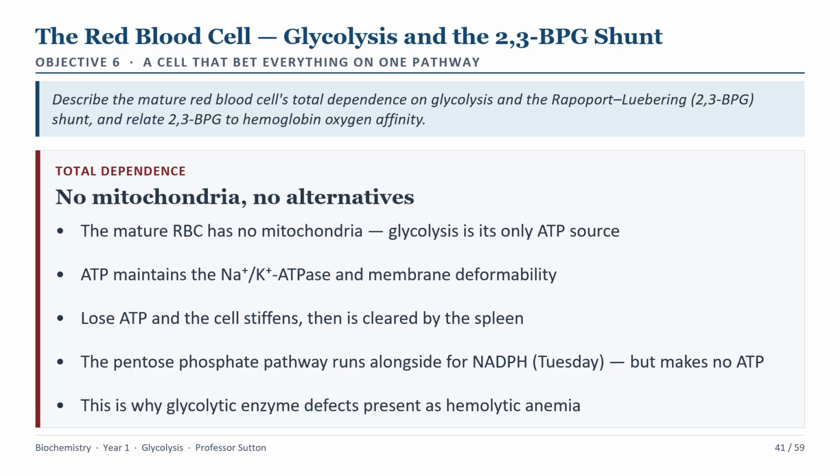The pentose phosphate pathway also runs in the red blood cell, and it is essential because it supplies NADPH for glutathione reduction. It makes no ATP. The red blood cell has exactly one energy pathway.